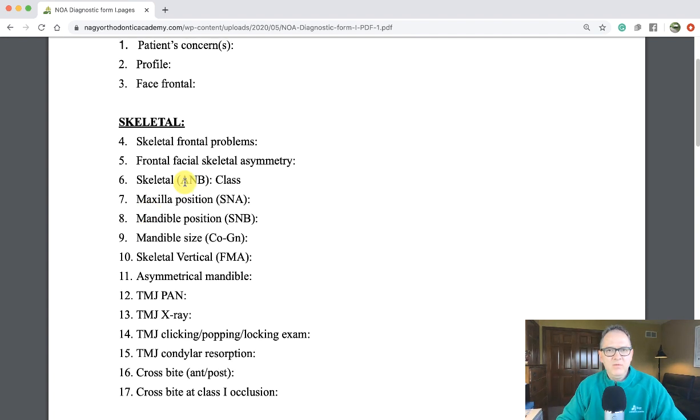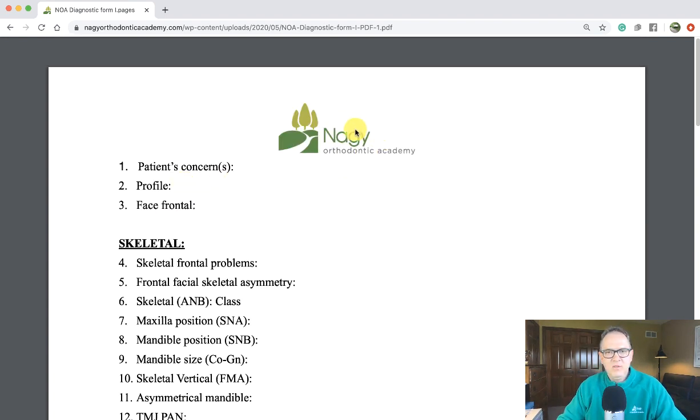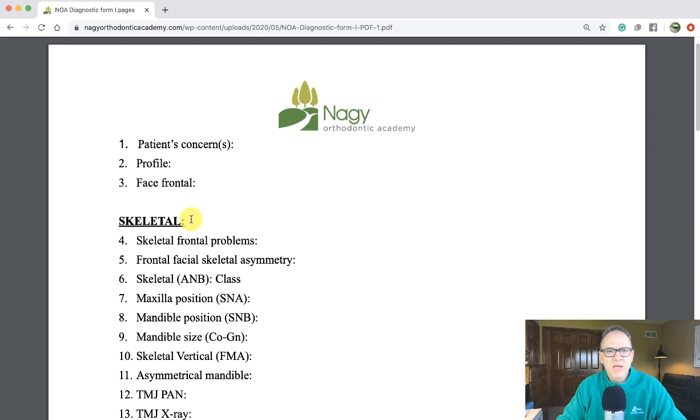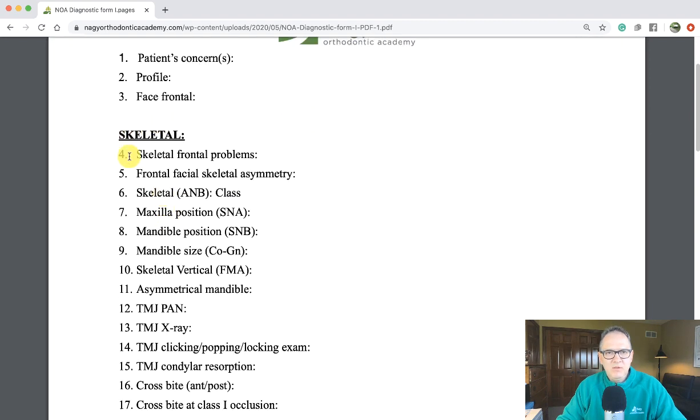Before you come to this form, I would definitely trace the ceph, and I would put in the patient's chief complaint, and the rest of the information you can get off of the records. So by the time you get to the skeletal problem list, you're going to have the ceph traced, and then you should have the patient's records open. First we're going to go to skeletal frontal problems.